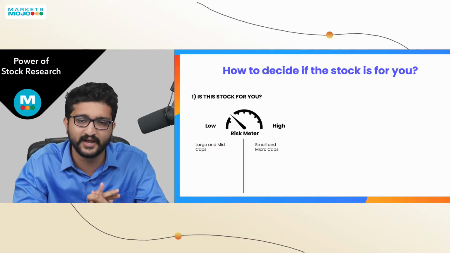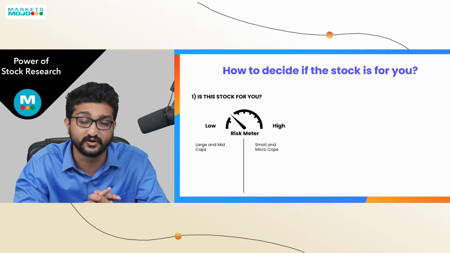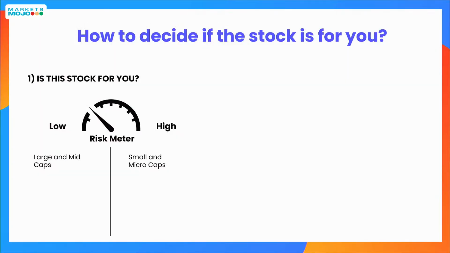The first one is quite basic. When we look at small and micro cap stocks, there is a high potential, or there could be a really high risk factor attached with that. Whereas large and mid caps are slightly on the low risk side. Now this can depend across different stocks. It's not that this is a hard and fast rule, but this is just a differentiation.